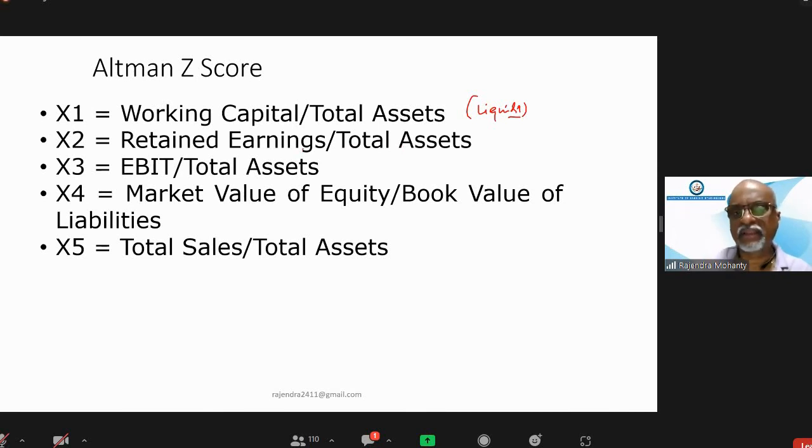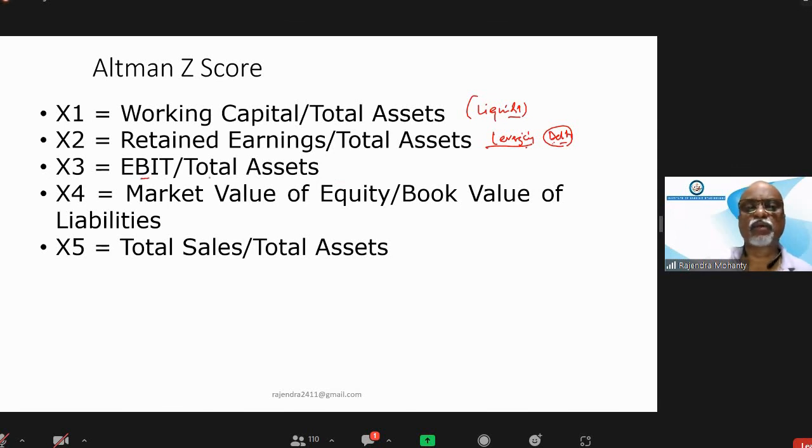Retained earnings actually depend on how much interest you are paying, so how you are leveraging your debts. If you have taken more debt, meaning more loans in the business, your retained earnings will be less. If you take fewer loans, less interest will be paid, so retained earnings will be more. So it gives an idea of how much you are leveraging your debts, whether your borrowings are more or less.